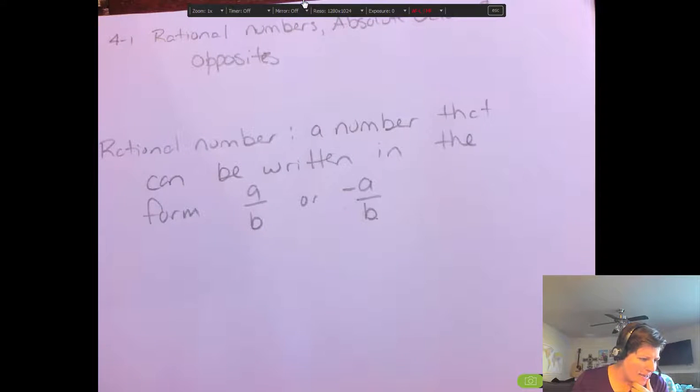Let's look at some examples. I would think of a rational number as any counting number, so 1, 2, 3, 4, 5. Any negative counting number, which we're going to learn is called an integer. So a negative number that doesn't have fractions is an integer. Any integer is also rational. Any fraction. And any decimal that terminates, that stops, or repeats the same number.